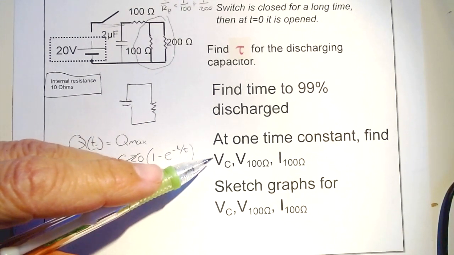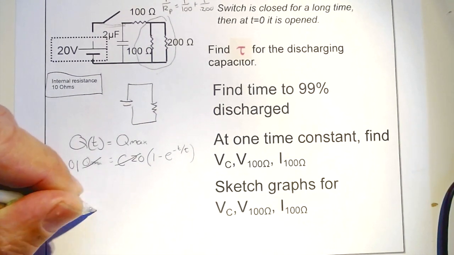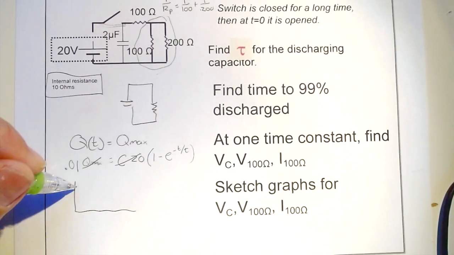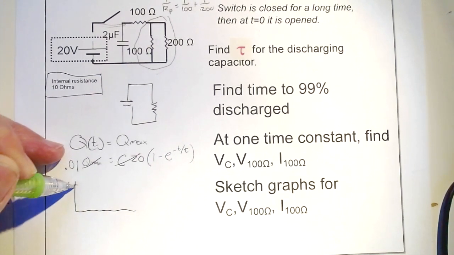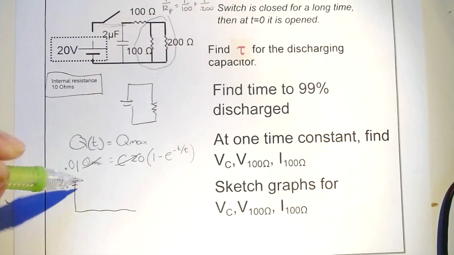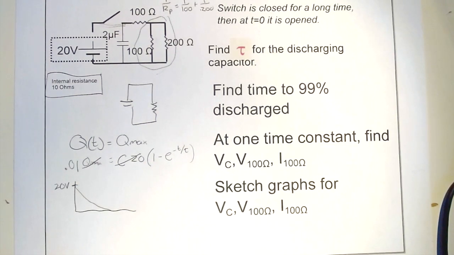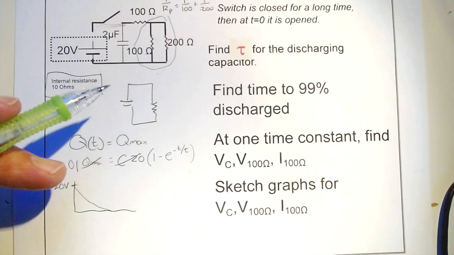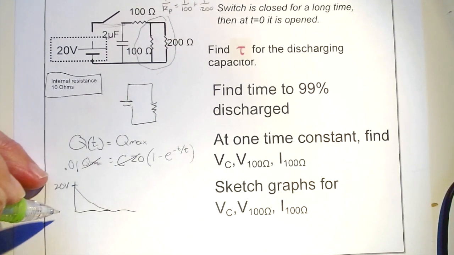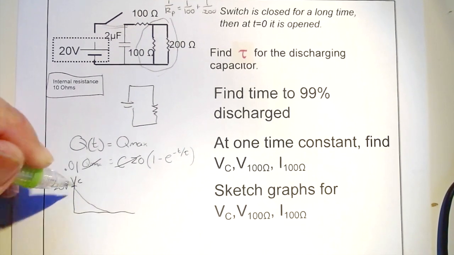At one time constant, find VC, V100, sketch graphs. Let's just do the sketching graphs. Okay. So the capacitor initially is charged up to 20 volts. I'm ignoring internal resistance right now. And that voltage, as it discharges, will go like that. Okay, I don't even know why I have this in here. It doesn't really affect the ultimate circumstance when you open that up. So that's the graph for VC.